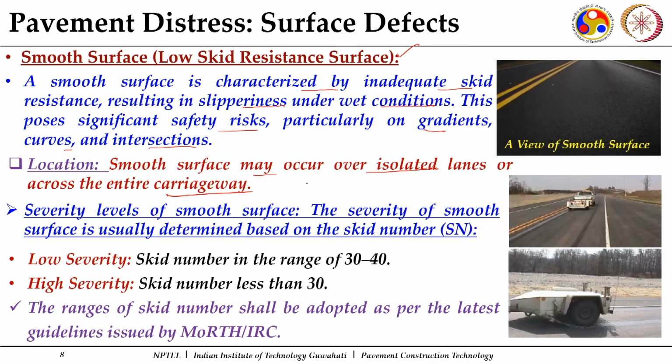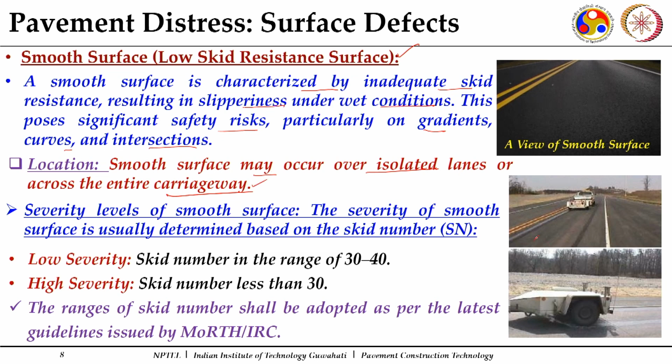So, in that particular case you can find this distress, or if the surface is experiencing distress along the entire width, then there may be some challenge, a localized problem, or it may be a problem with the entire width of your carriageway. So, smooth surface may occur over isolated lanes or across the entire carriageway. This can be a concern.